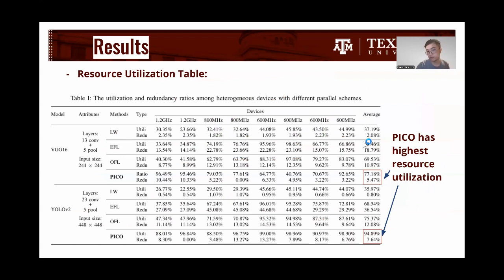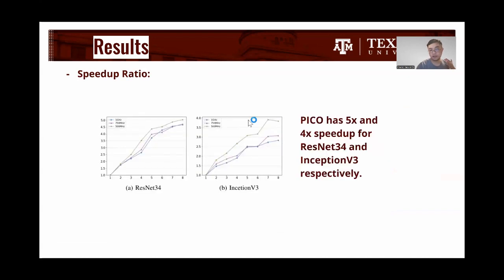So now, for the resource utilization, we see on this table over here that Pico has the highest resource utilization compared to any of the other methods. So for both VGG16 and YOLO V2, so these were the chain-based CNNs. And so now let's talk about graph-based CNNs. Unfortunately, the paper does not have charts for aPico on these graph-based CNNs. However, the paper does state that Pico has a 5 times and 4 times speed up compared to ResNet 34 and Inception V3 respectively. And then you can see the speed up for these graph-based CNNs over here.